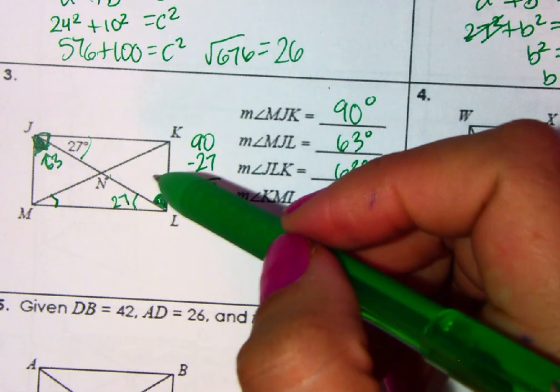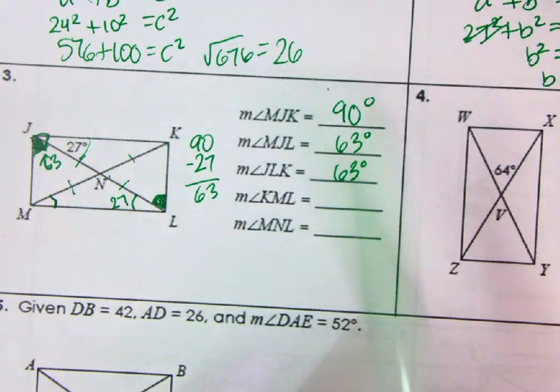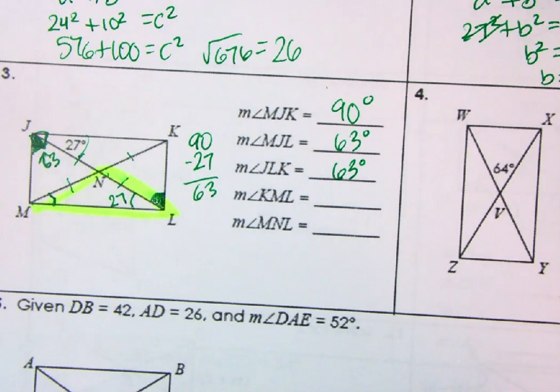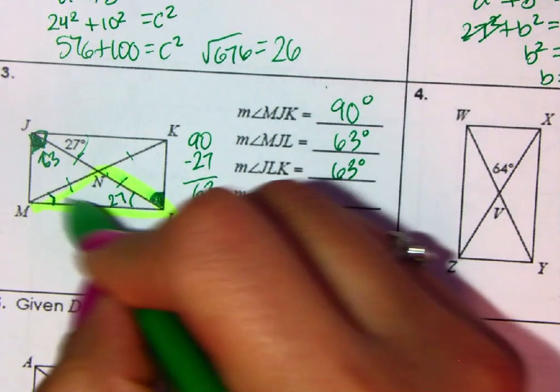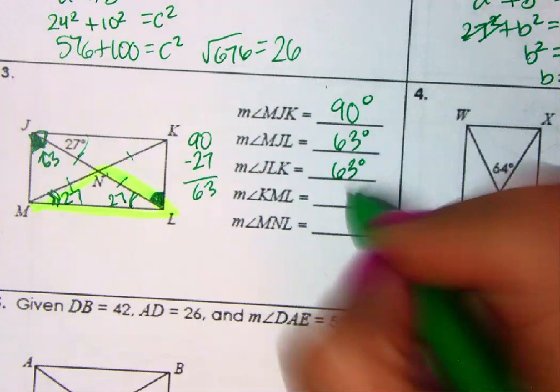And then we discovered also that since all these parts are equal, this creates an isosceles triangle. And when you have an isosceles triangle, these two angles are equal. So that's also 27.